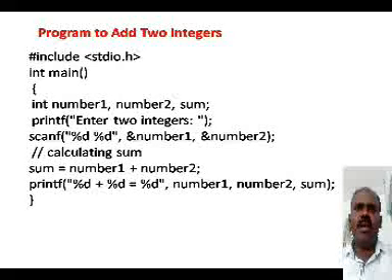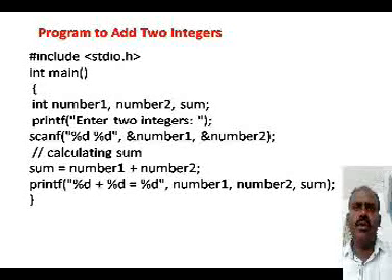Next, the printf command. The printf command is to display the characters in between the quotations. Here, the message enter two integers is going to be displayed. Next we have to get the two inputs. For that the scanf command is used. After getting the inputs, it stores them in the number1 and number2 variables.